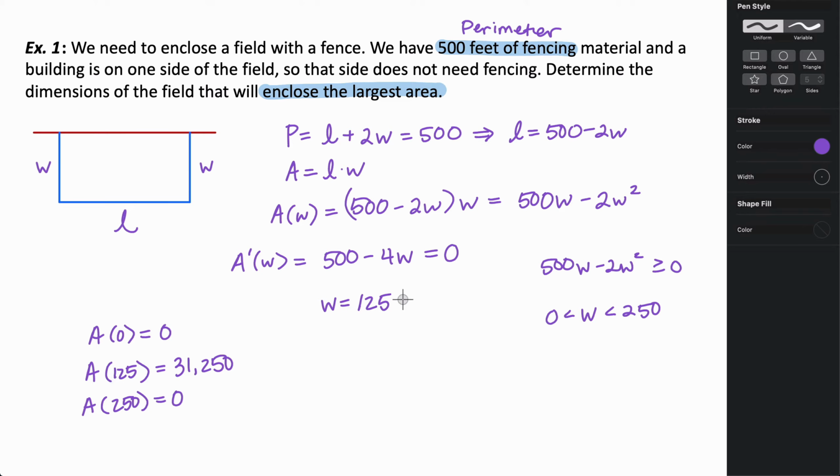So we know the width is 125 feet, and it's asking for the dimensions, so that means we also need to find the length. So we know that the length is 500 minus 2 times W. 2 times 125 is 250. 500 minus 250 is 250. So the length would be 250 feet. So those are the length and width that would maximize our area.